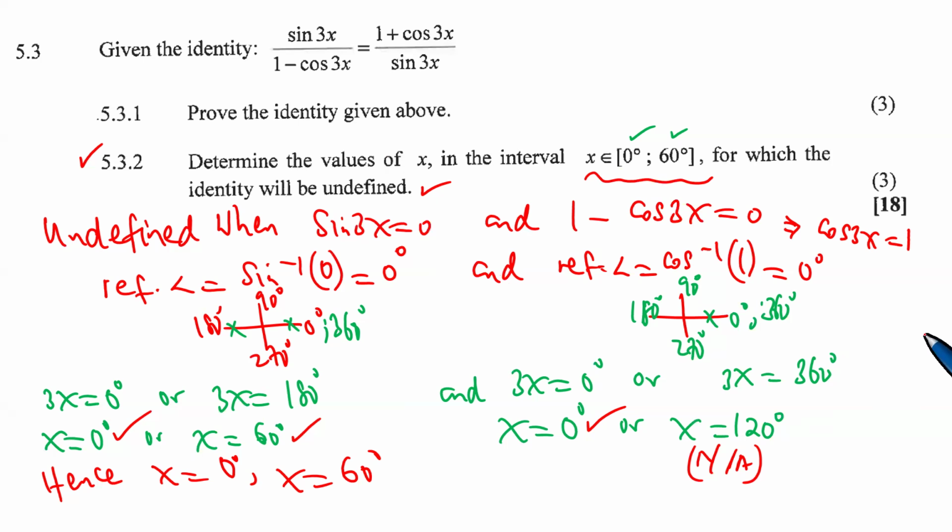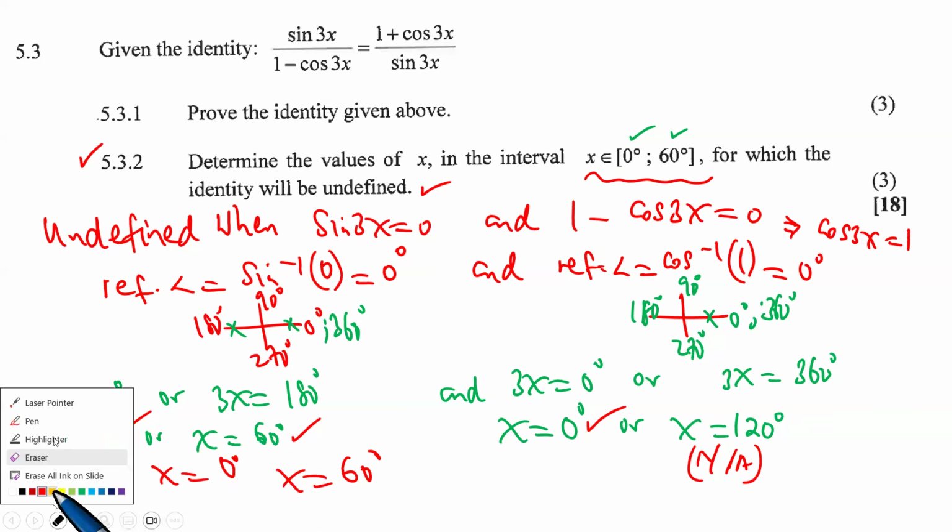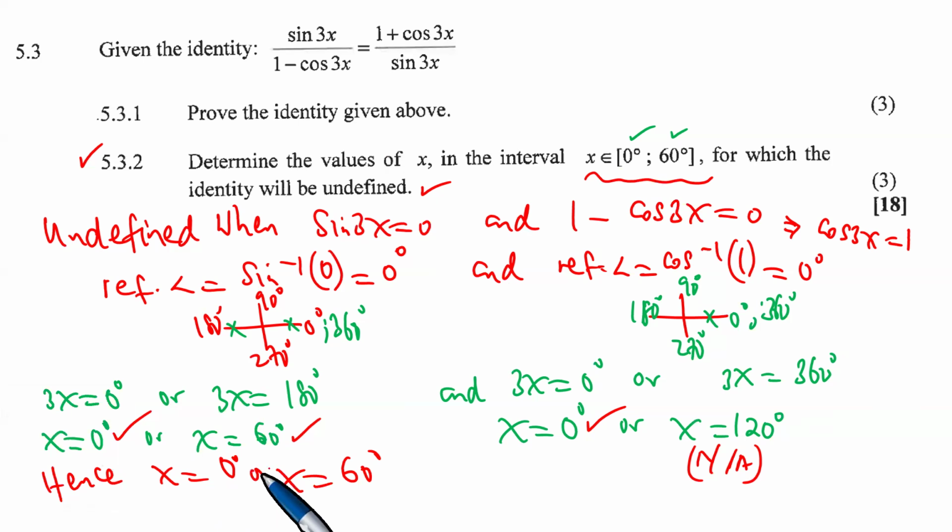Okay, so that's the final answer. Is x equals 0 or x equals 60 degrees? Can you even write it like that? Can you write x is 0 or x is exactly 60 degrees? Yeah, that is the answer.